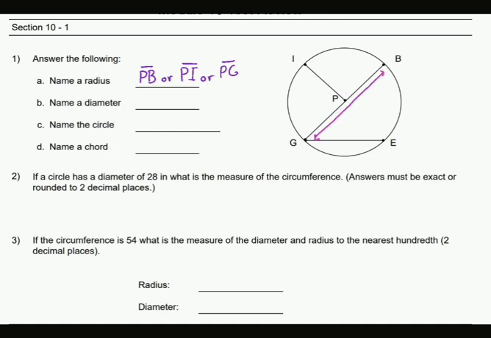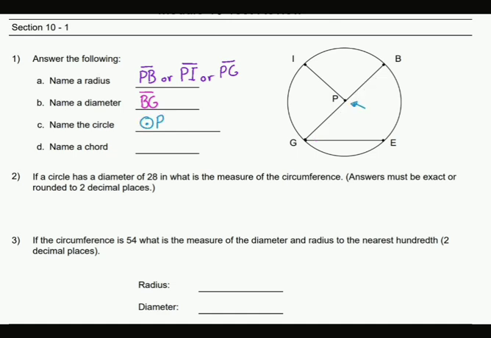The diameter of a circle goes through the circle and goes through the center of the circle. So the answer for this one is BG, also GB. Now it looks like IE could be one if you continue the line, but remember, pictures lie. We don't know actually where E is, and if we don't know where E is, we cannot assume where E is.